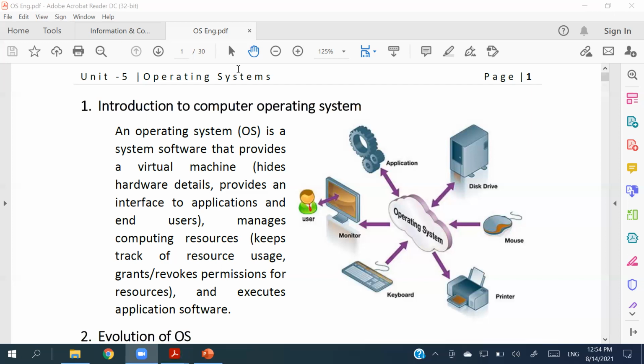Without the operating system, the OS, if the OS is absent in our computer, we don't have a way to interact with it. Then in the next topic, you will see how the very first computer was interacted with.